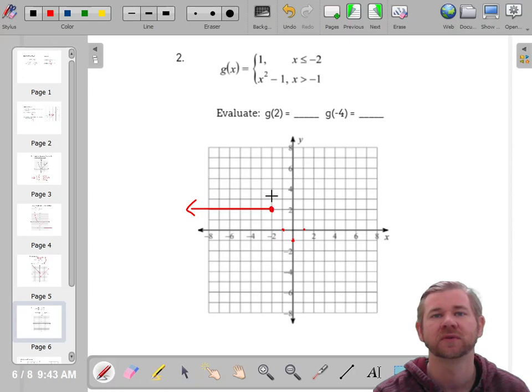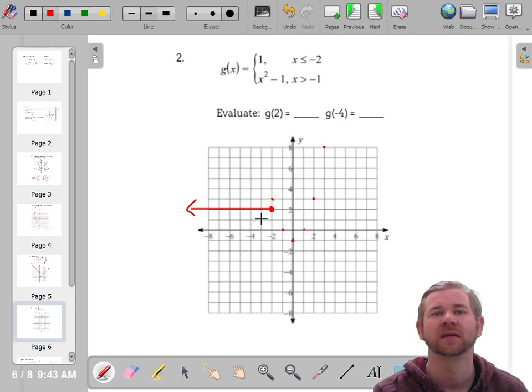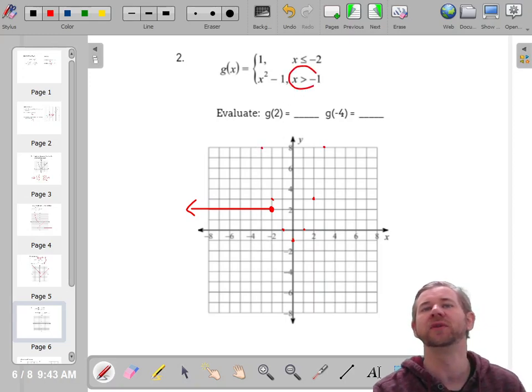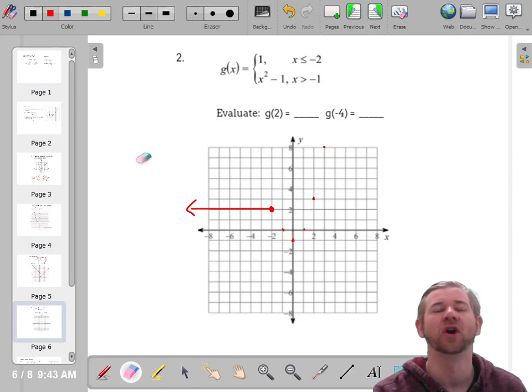I'm just going over 1, up 1, and then over 2, up 4. And then over 3, up 9, puts you right here, like that. Okay, but we're only doing this when x is greater than -1, so I don't need this one, and I don't need this one. I'm going to put an open circle when x is -1. That's right here.